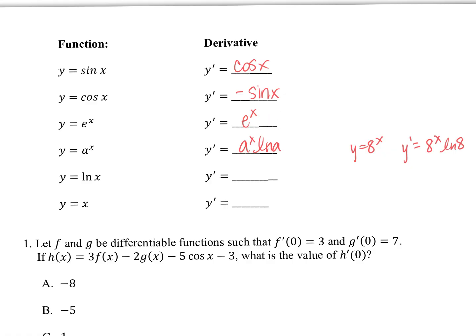Let's remind ourselves, because AP wants us to know this. Ln of e is 1. How about ln of 1? Anyone remember that one?